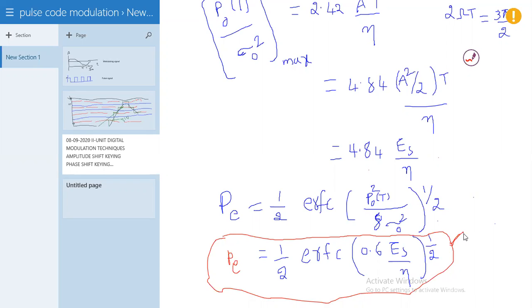So different signals are there: M-ary PSK, M-ary FSK, QPSK. You have to follow the same procedure to calculate the probability of error, and then we can compare the probability of errors of BPSK, BFSK and QPSK like that. You have to calculate all the modulation techniques, and after calculating and comparing, whichever has the lower probability of error, that is the best system compared with the other systems.